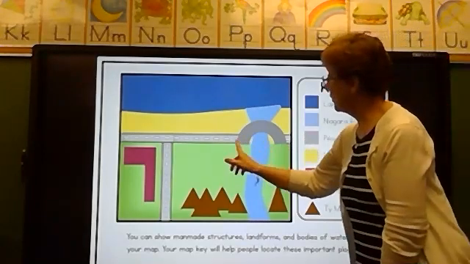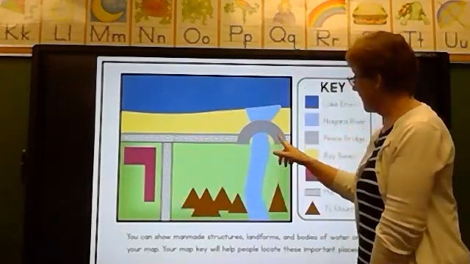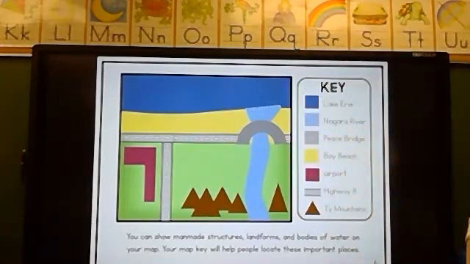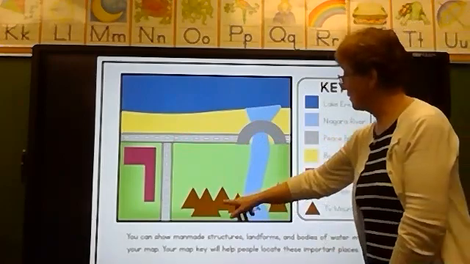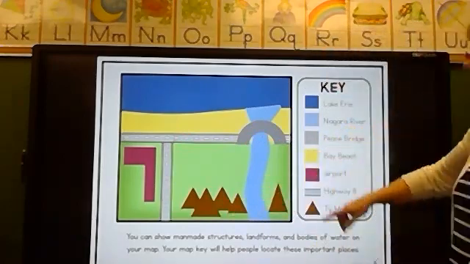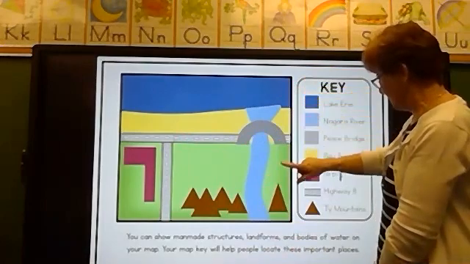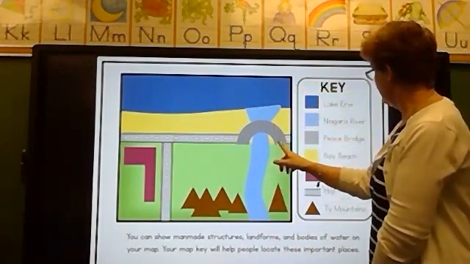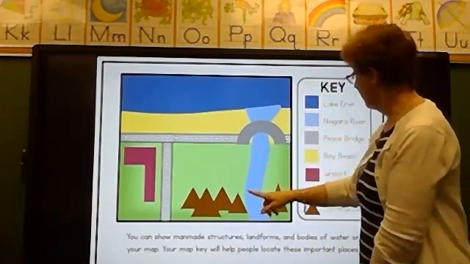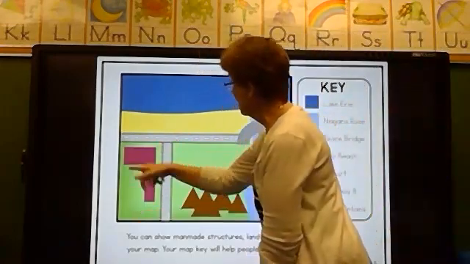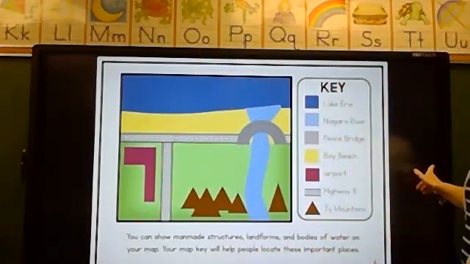So your map key will help people locate important man-made structures, landforms, and bodies of water. Your man-made structure would be your road and your bridge, okay? Your landform would be your mountains, okay? Your bodies of water would be Lake Erie, Bay Beach, and the Niagara River. Oh, I forgot a man-made structure, which would have been that airport.